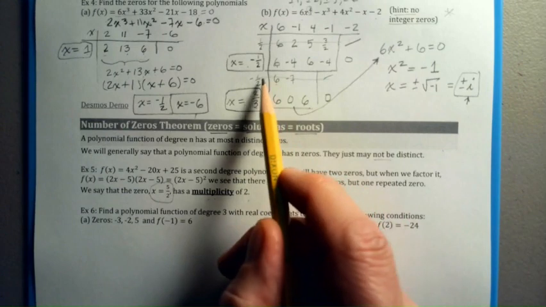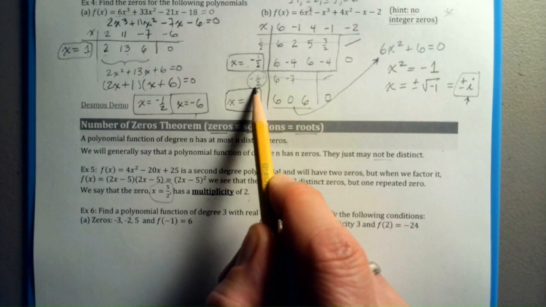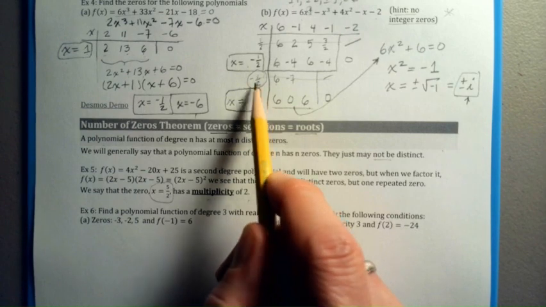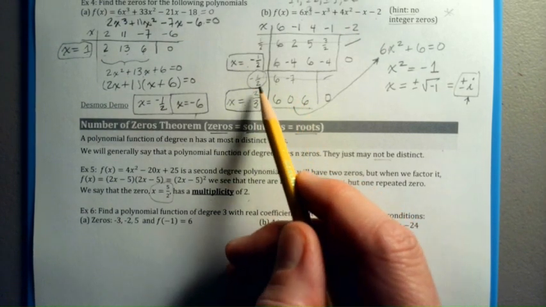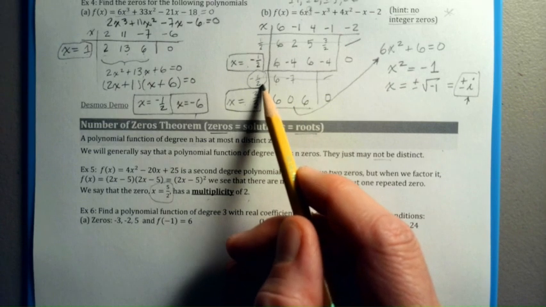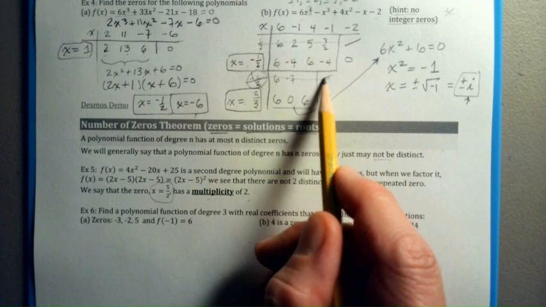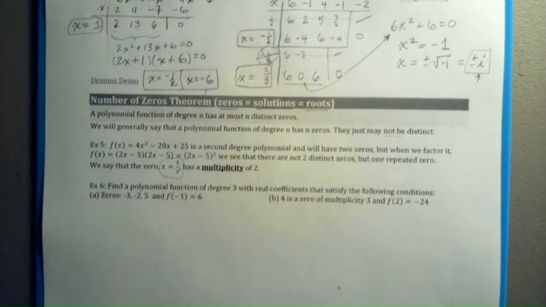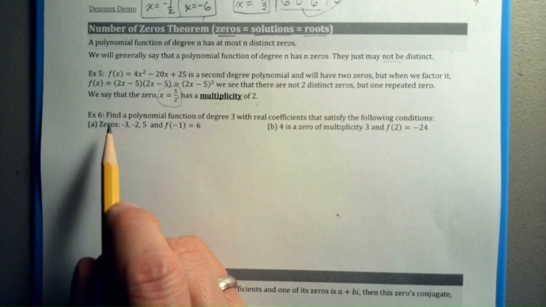And that's kind of what I was saying up here, is that we don't know until we check this if negative 1/2 was a repeated root, or repeated 0, or a solution with multiplicity of 2. Indeed, it wasn't, because it did not have a 0 there. So it was not a double root. All right, so let's try number 6.